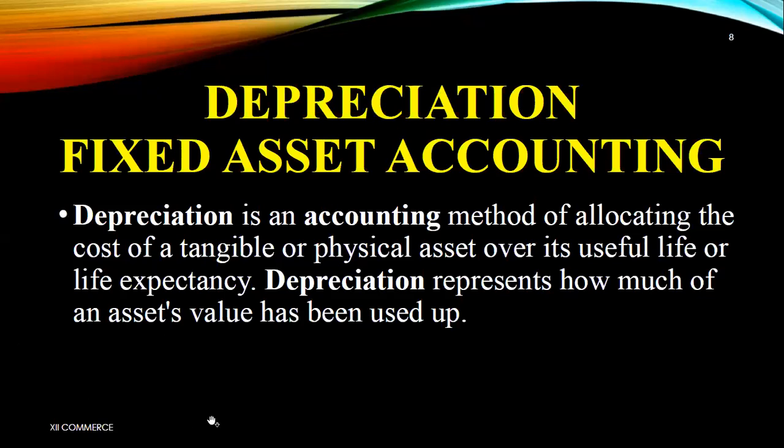On the next slide, we have depreciation of fixed asset accounting. Depreciation is an accounting method of allocating, meaning putting, the cost of a tangible or physical asset. For intangible assets, we are not using depreciation. We have other methods, amortization or depletion. I will discuss in my next lectures what amortization and depletion are. But today, when we talk about tangible or physical assets, we use the word depreciation.